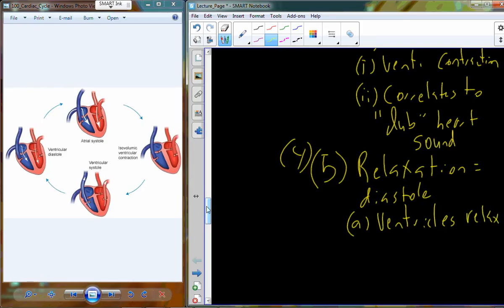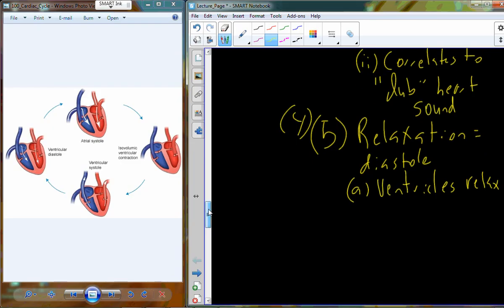Sorry about that. Just moving forward, the relaxation, diastole, this is when the chamber is relaxed. You really can only measure ventricular diastole.